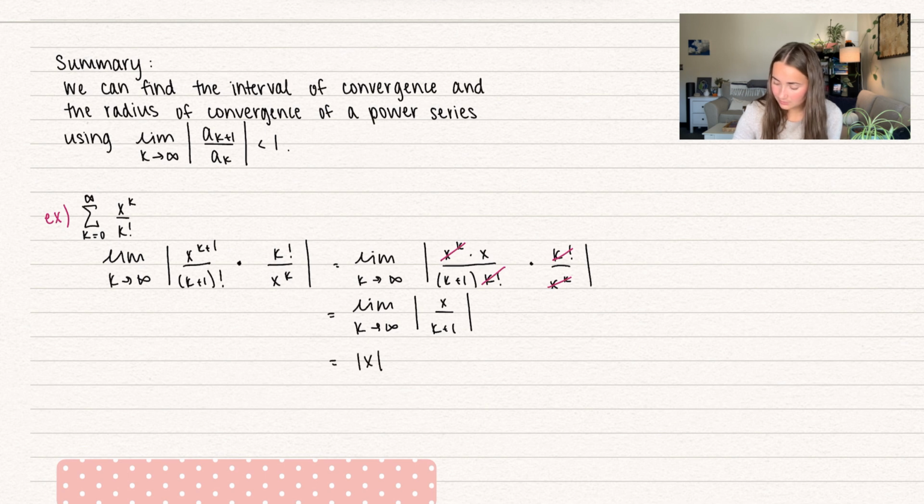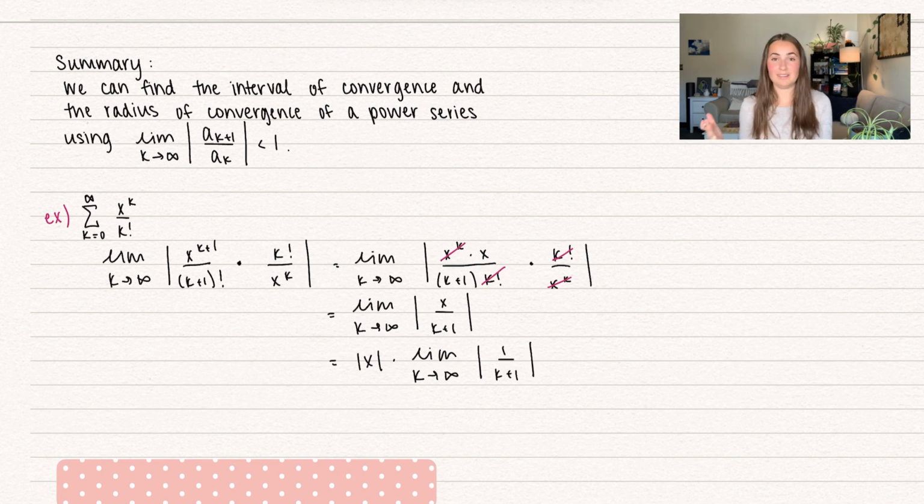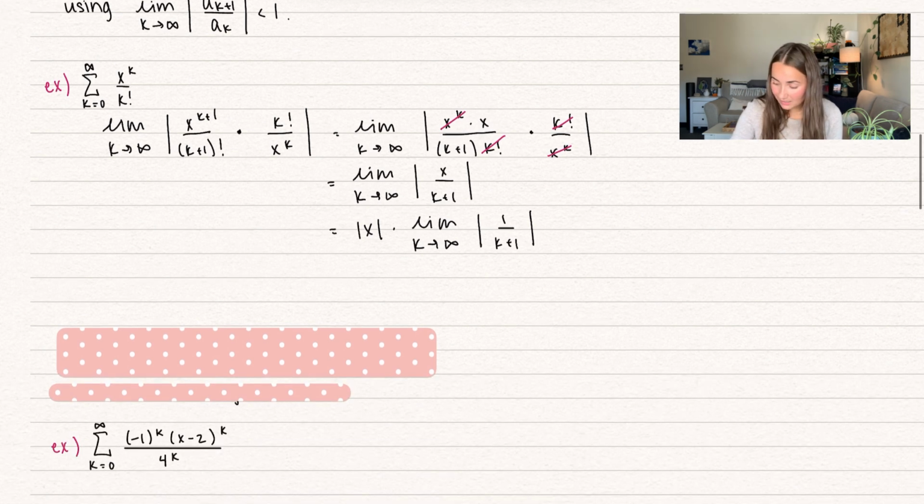So we have the absolute value of x times the limit as k approaches infinity of 1 over k plus 1. Now, what does this limit approach? As k gets larger and larger, this is going to get closer and closer to 0. So this is going to be equal to the absolute value of x times 0, which is just equal to 0. Now, what does this tell us?